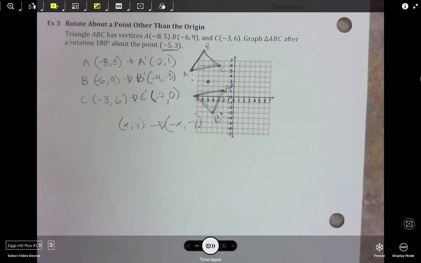You can look and see how the book does it. They might do it some way different, but this is how I think it's the easiest. So there you go.